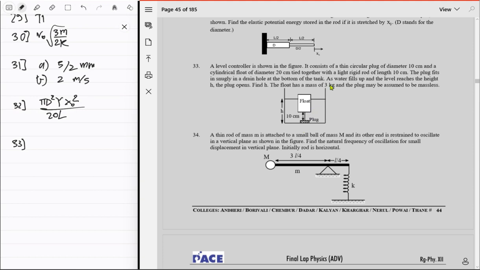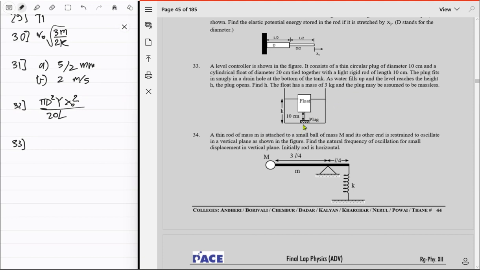Okay, as the water fills up and the level reaches the height h, the plug opens. Find h. तो जब plug open हो रहा है मतलब कि it's just about to open, तब यहाँ का right. Okay, the force on this complete body is 0 और उसमें normal force include नहीं कर रहा because normal force is 0, right? That's a necessary condition. The float has mass of 3 kg and the plug may be assumed to be massless. ठीक है, तो फ्लोट को तुम्हें मास दिया है, प्लग में भी assumed to be massless.